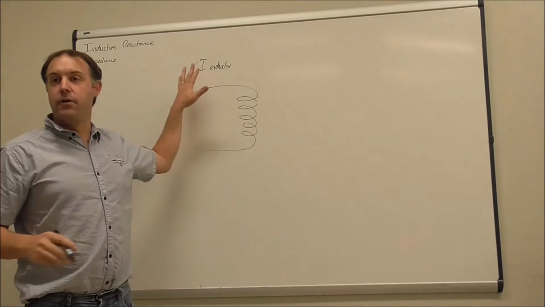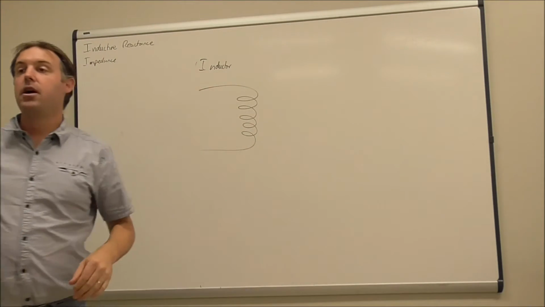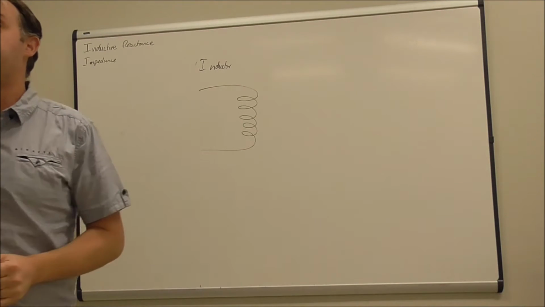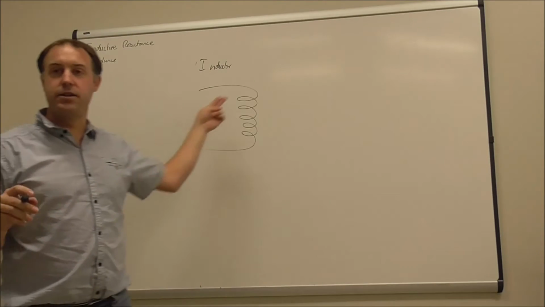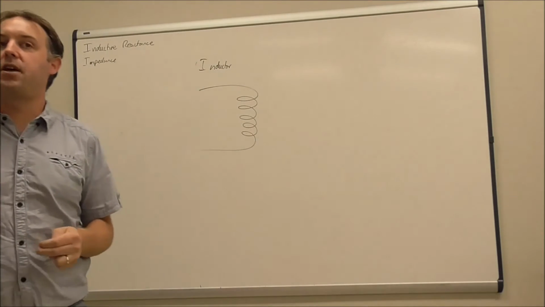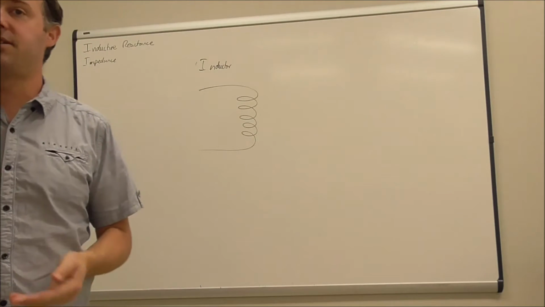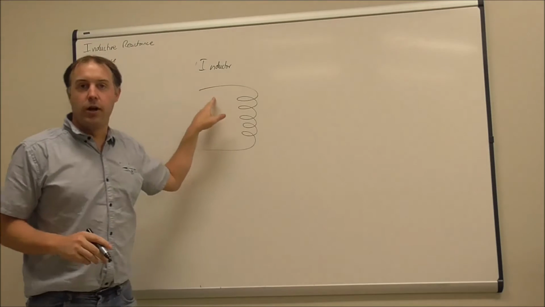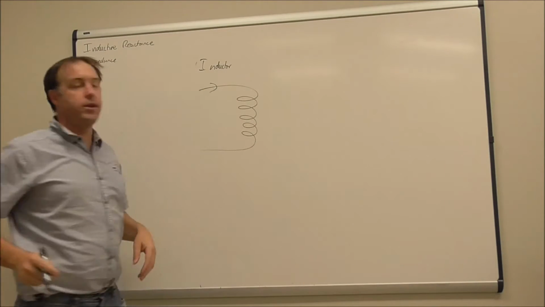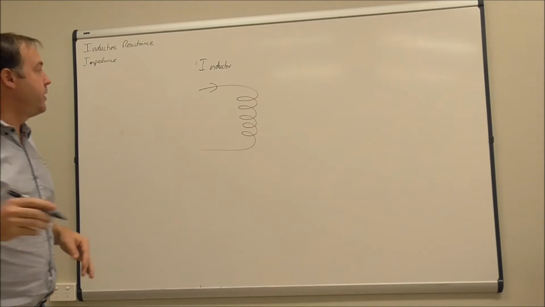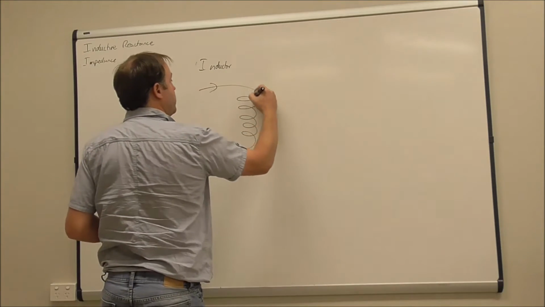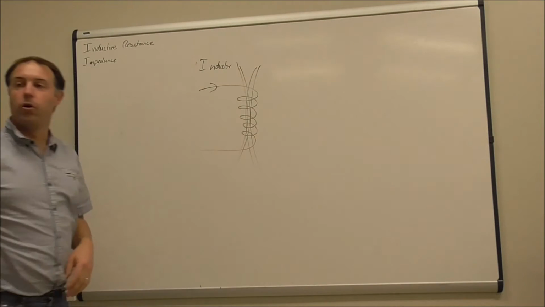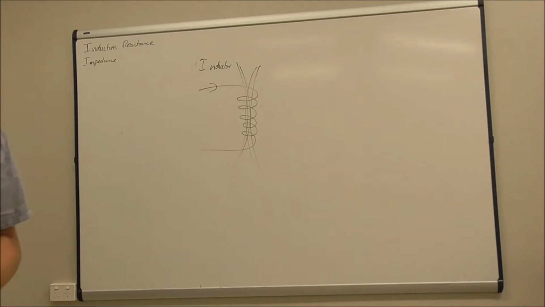So all we need to know is that an inductor is something that can store energy in the same way that a capacitor stores energy, but instead of being an electric field like a capacitor does, it stores it in a magnetic field. If I had a coil like this with a current flowing through it like this, we would end up with a magnetic field being produced in that coil. Okay, so it'd be an electromagnet.